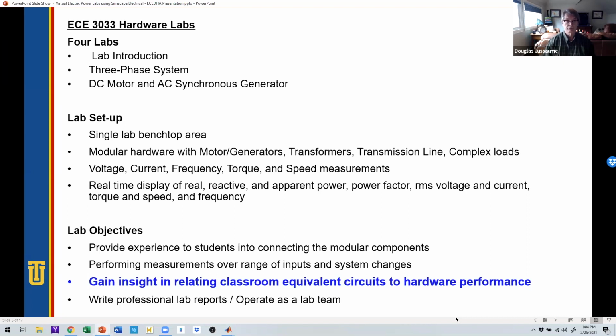And of course, the lab's objective is to provide the students experience in connecting together the system components or circuits, performing measurements over a wide range of inputs. And for me, I really want them to gain insight in relating the classroom equivalent circuits that we use in the power class to hardware performance. And of course, the student favorite is to write professional grade lab reports.